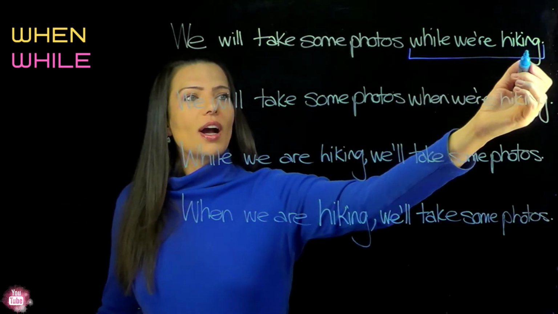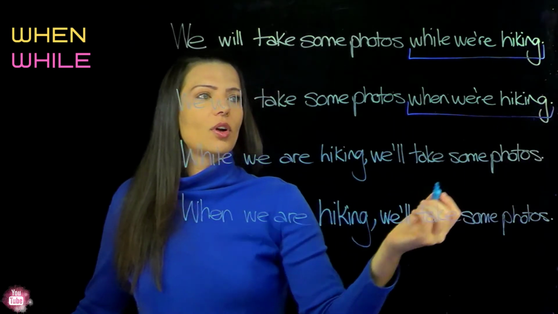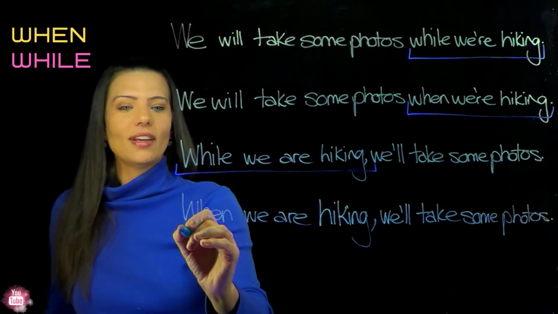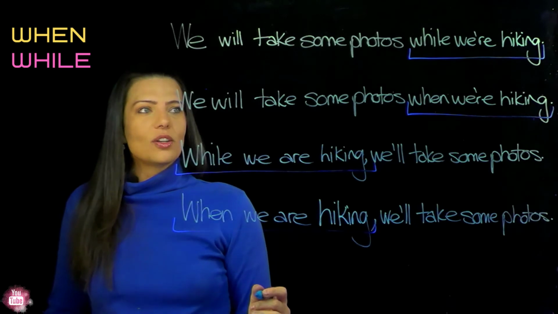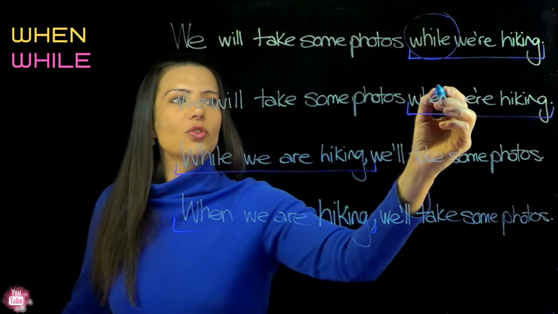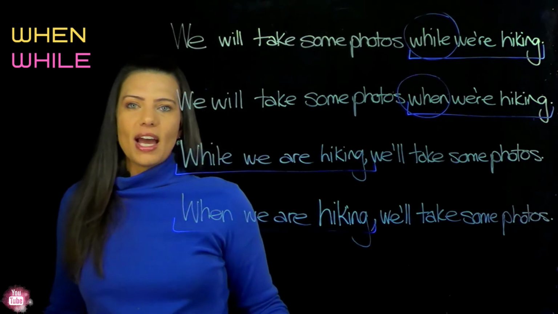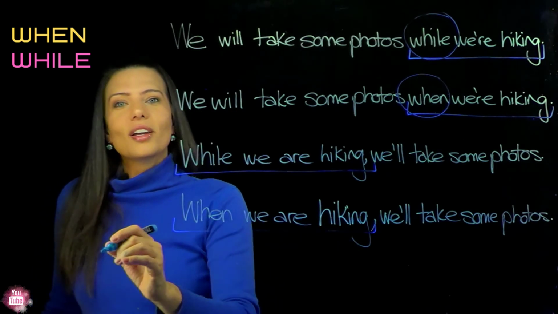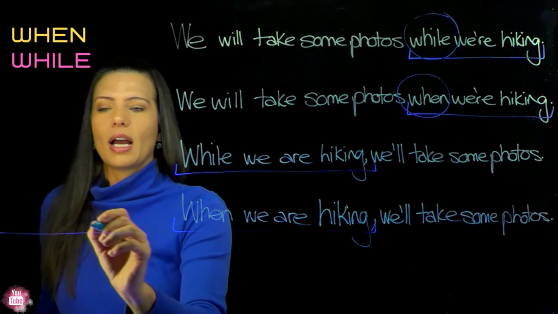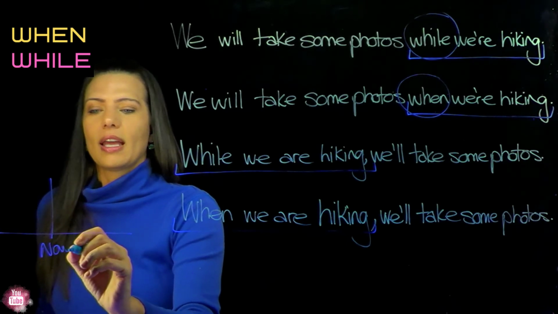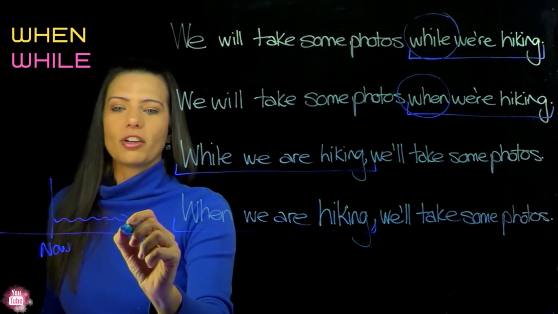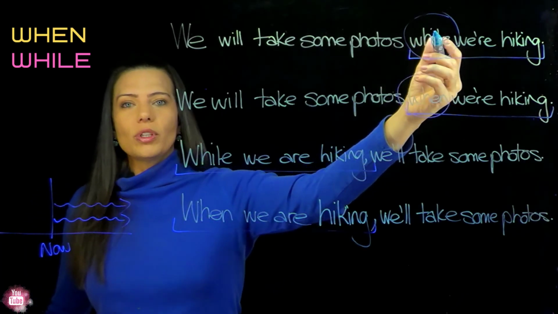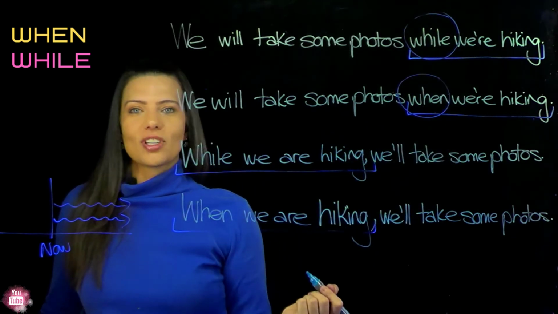So while we're hiking, when we're hiking, while we are hiking, and when we are hiking. So in this case here, while and when have the meaning that as one thing is occurring, the other thing is occurring simultaneously. So visually, imagine that this is now. In the future, you have one thing occurring and you have another thing occurring simultaneously. That is why we use while or when in these future time clauses.